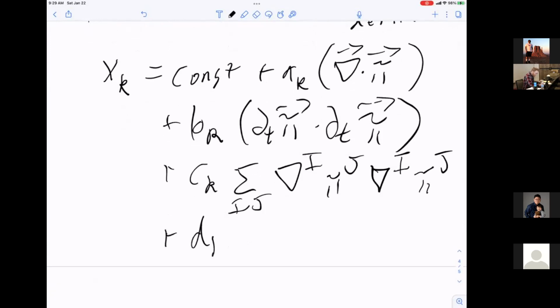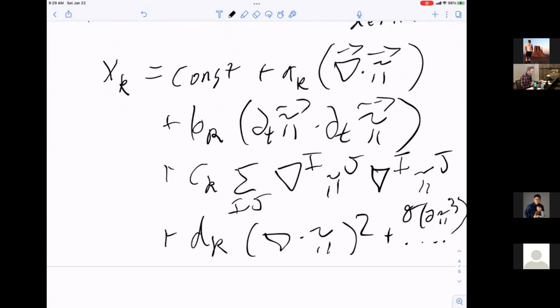And finally, there's quadratic in the divergence. And then there's higher order terms that are of order pi cubed. I'm not worrying about those. Now, the exact values of this A_K, B_K, C_K, D_K for each one of those invariants that I wrote up earlier doesn't really matter. All that matters is that they're all different. They're just different numbers. And you can go and you can calculate them. That'd be a wonderful exercise for you to go do.